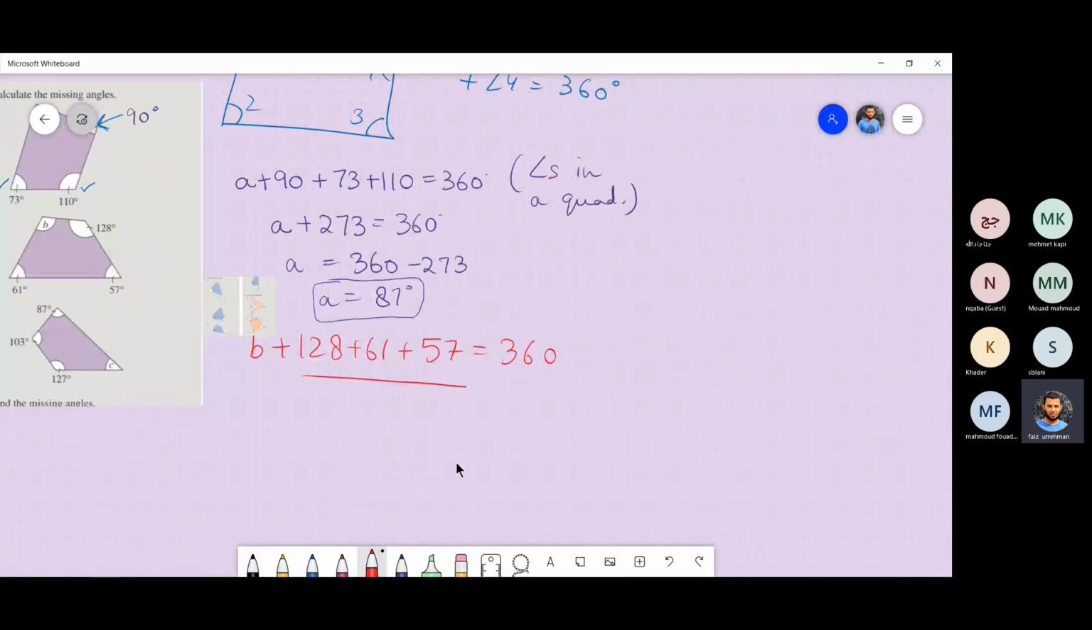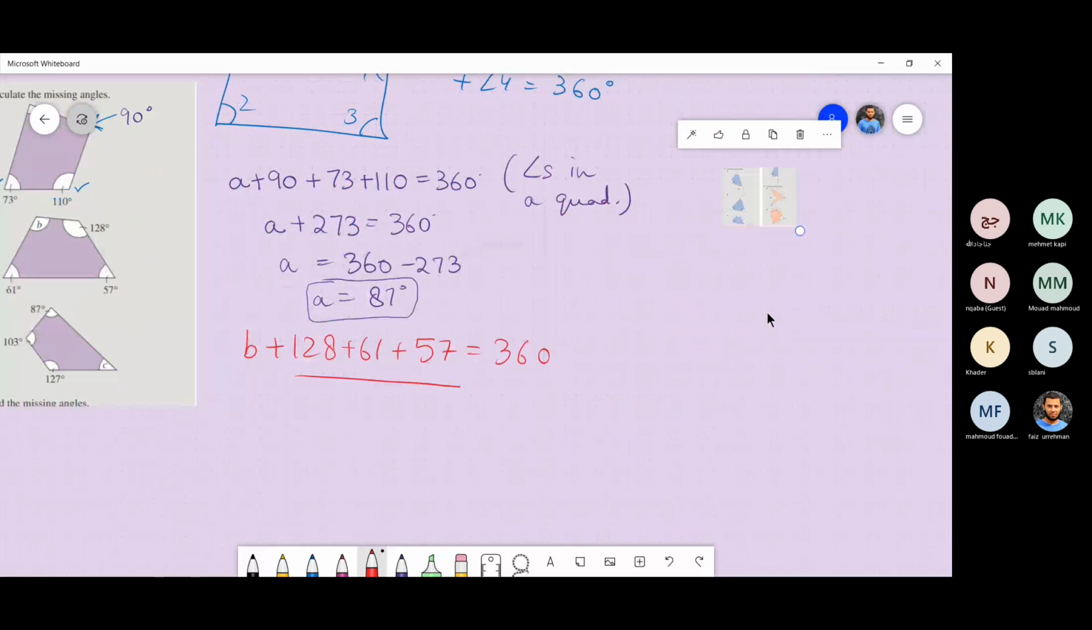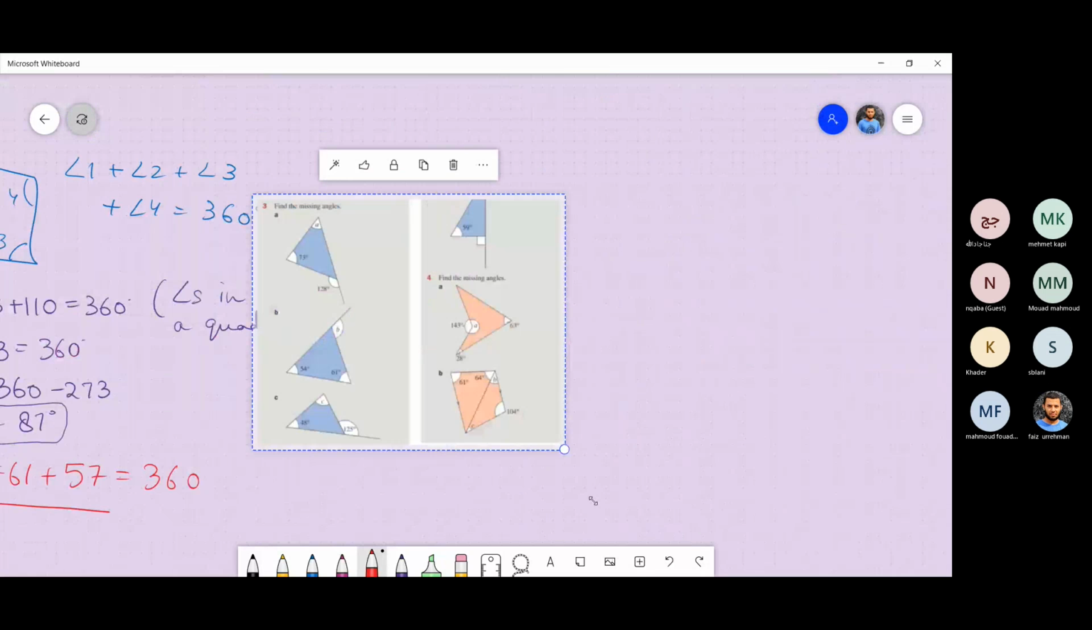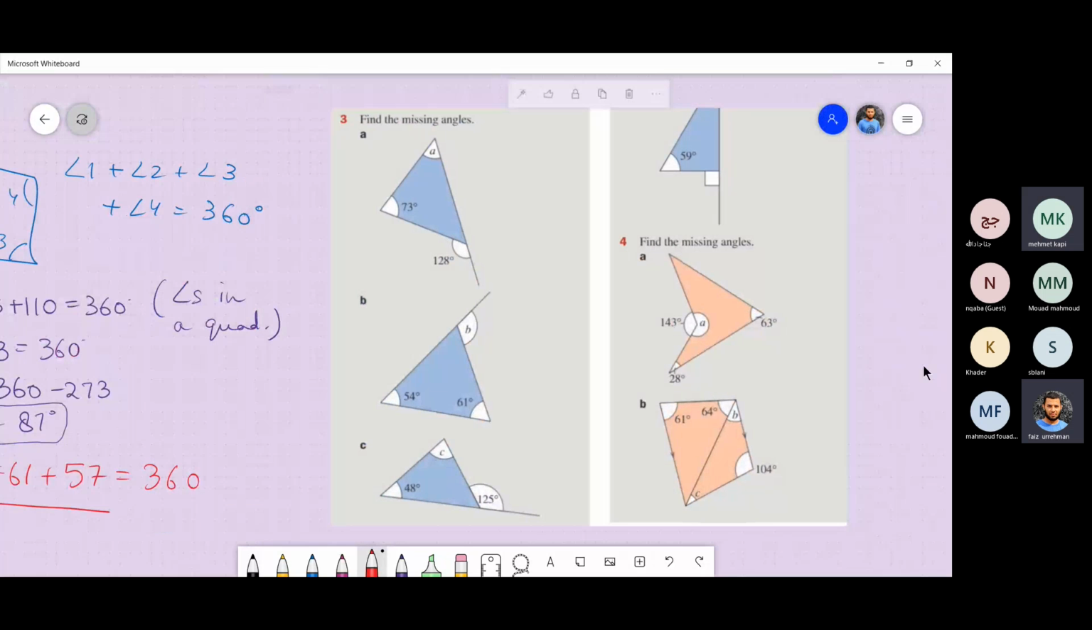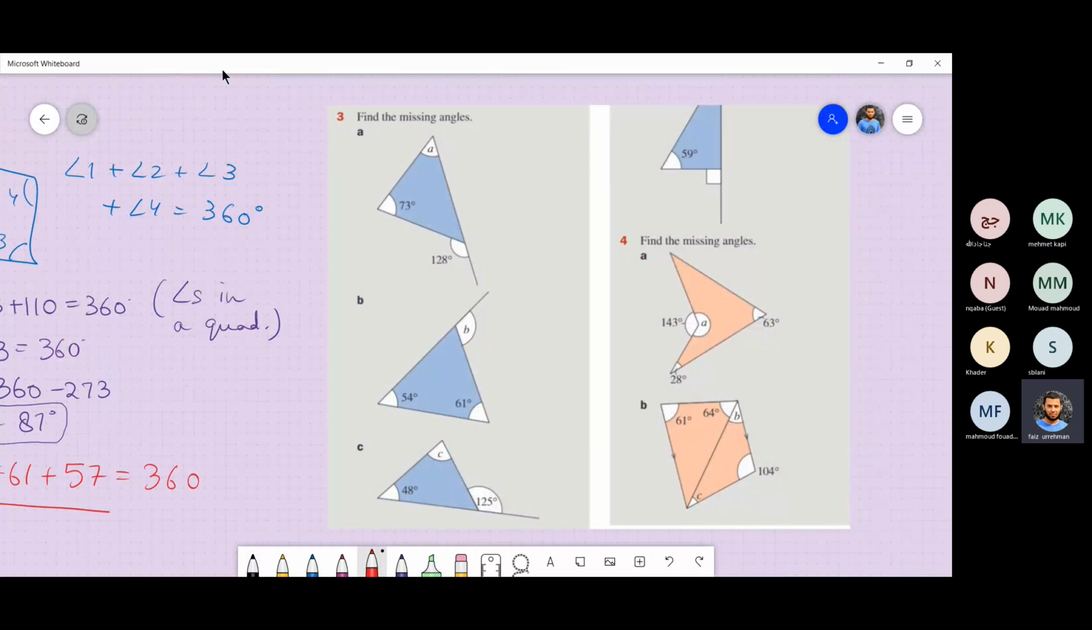Yes, this one. Yes, question number 3A, B and C. These are related to the exterior angle property. So Yusuf, Jabir, can we find question number 3A? Can we solve?